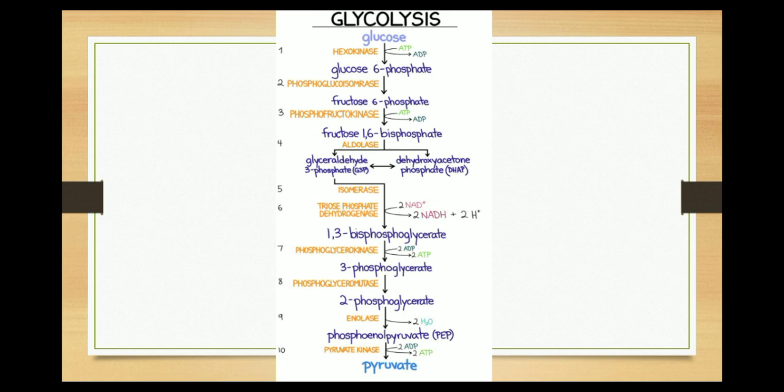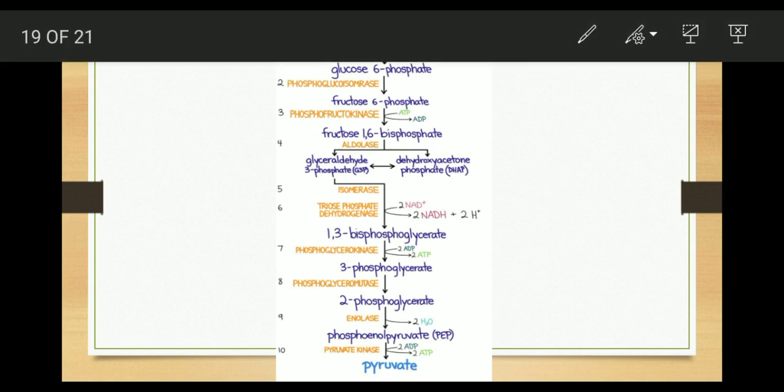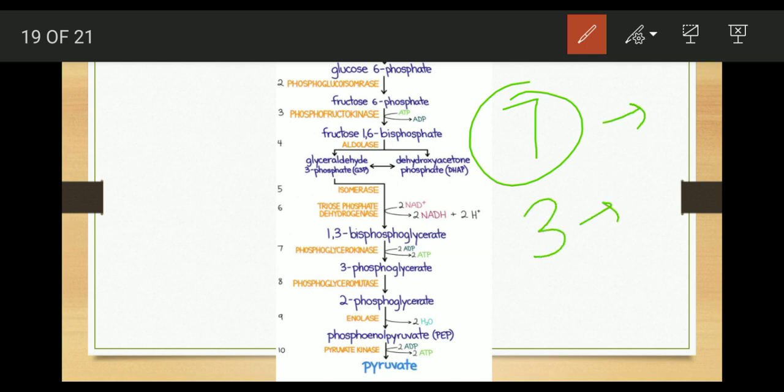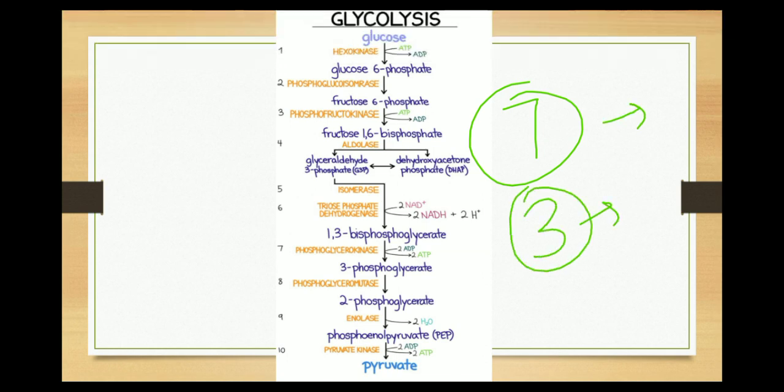Here in 10 steps, 7 are reversible steps and 3 are irreversible steps. So this was all about the glycolysis process. I hope the glycolysis process is clear and simple to you now, guys.